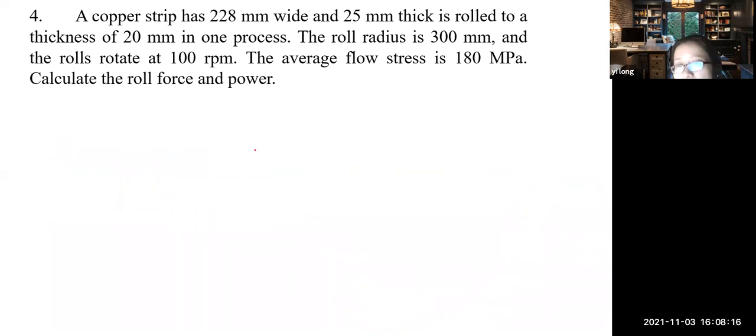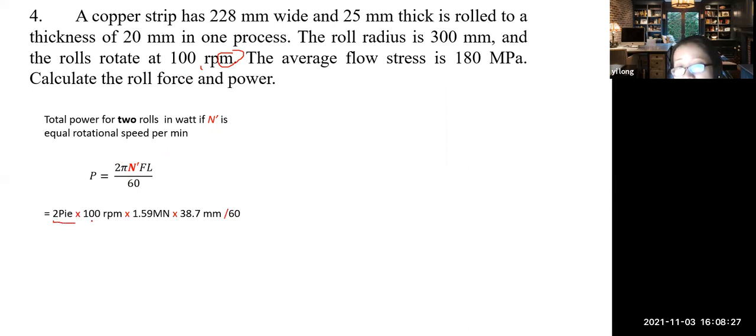So let's continue. So the power. Since I give you here RPM, per minute. So let's continue. So 2 pi, use these equations. I put the 2 pi. RPM, n is 100 RPM. And this one we just calculated is 1.59 mega Newton, and L is 38.7 millimeter over 60. Again, we don't like this millimeter, right? Get rid of it, divided by 1000. So all the rest you don't really need to change. Because this one can get rid of already, because we divide it by 60, it becomes second already.